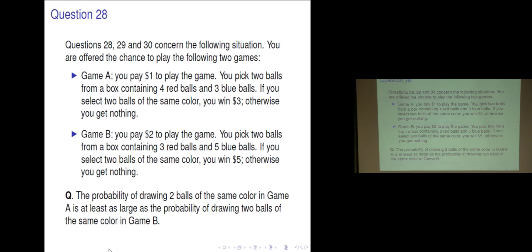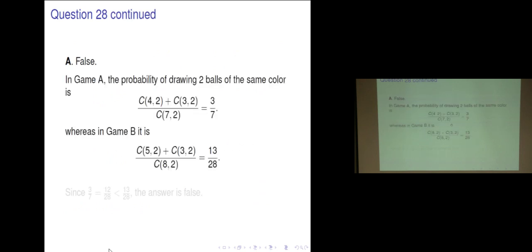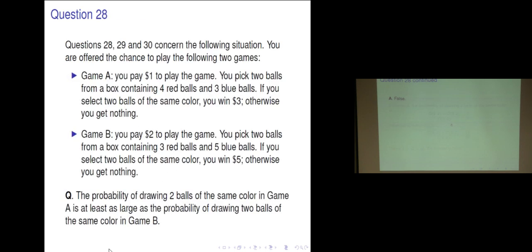Okay. So then we compare the probability, and we know whether this is true or false. So let's do the calculation. Let's look at what happened in game A. In game A, you draw 2 balls from 7 balls. The box contains 4 red and 3 blue, so the total number is 7. So you draw 2 out of 7, right?